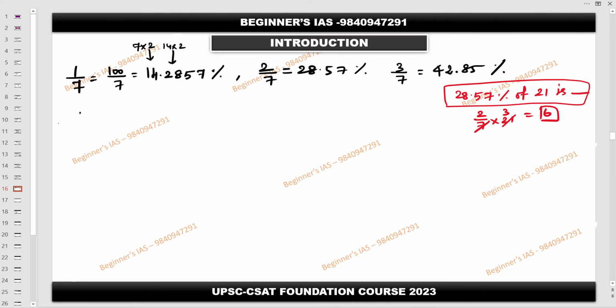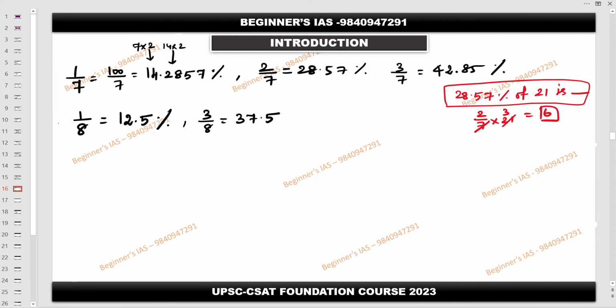Now 1 by 8. Listen. 1 by 8 is nothing but half of 1 by 4. What is 1 by 4? 25 percentage. Then obviously 1 by 8 is 12.5 percentage. You need to remember this, since 12.5 percentage frequently appears in the questions. I'm not writing 2 by 8, which is nothing but 1 by 4, 25%.